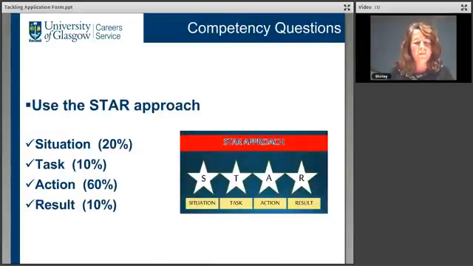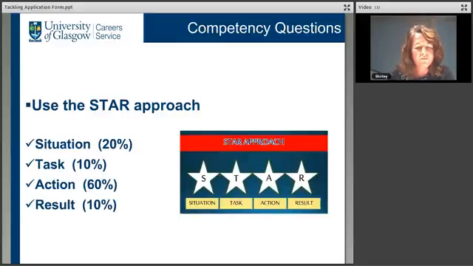When you're answering competency questions, following the STAR technique will ensure that your answers are well structured and include all the elements that are required. So for situation, start by outlining the situation you were in. Task, talk about the task at hand. What was required of you? Action, what did you do in the situation? What actions did you take and why? And summarise the results of your actions.